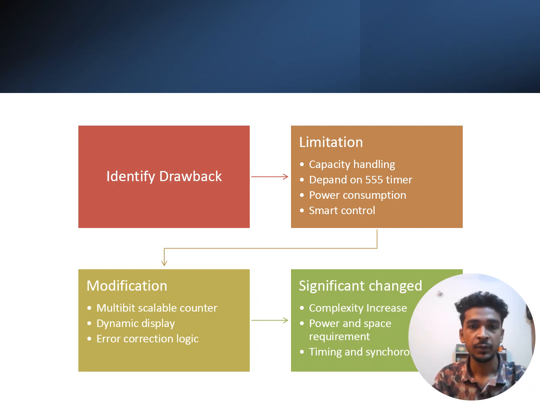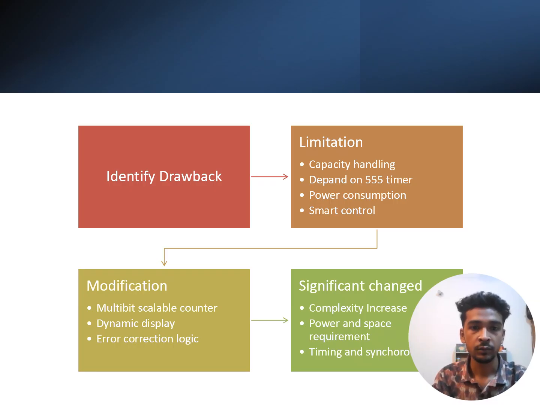Then smart control. There is no integration of intelligent decisions, such as reserved space, sensor fusion, and timeout for a car not moving. All of these are limitations, and we have to make some modifications.